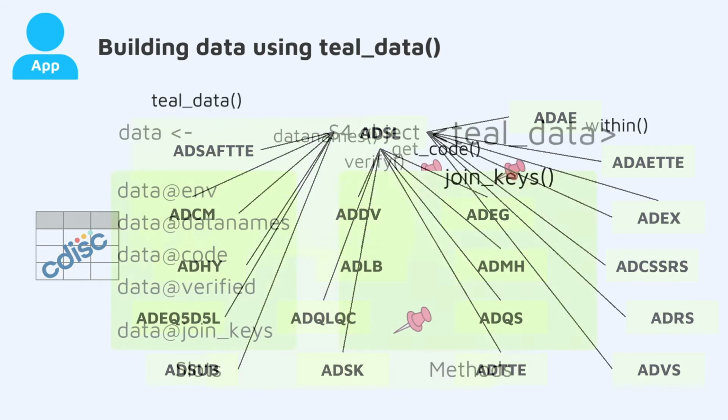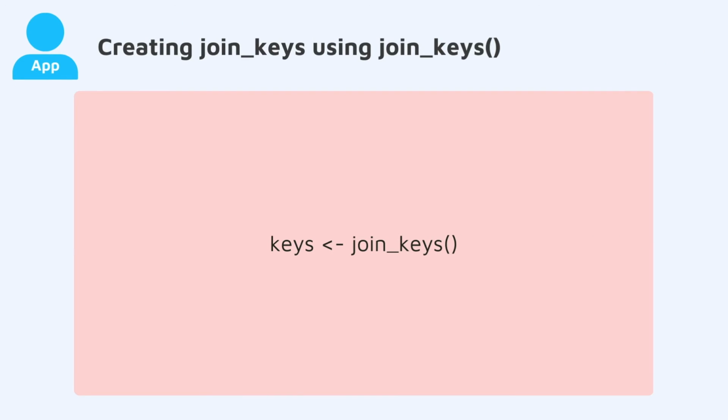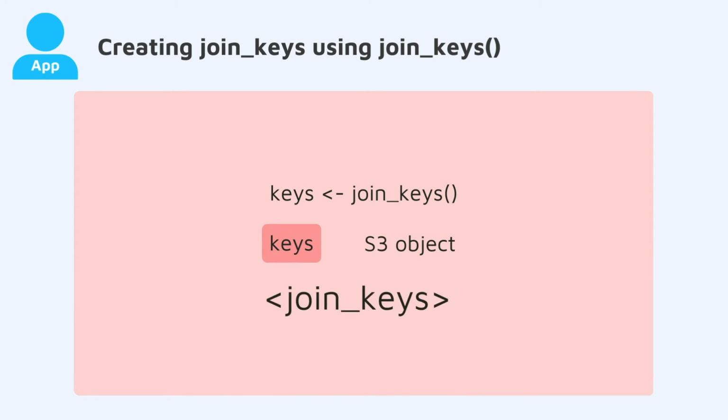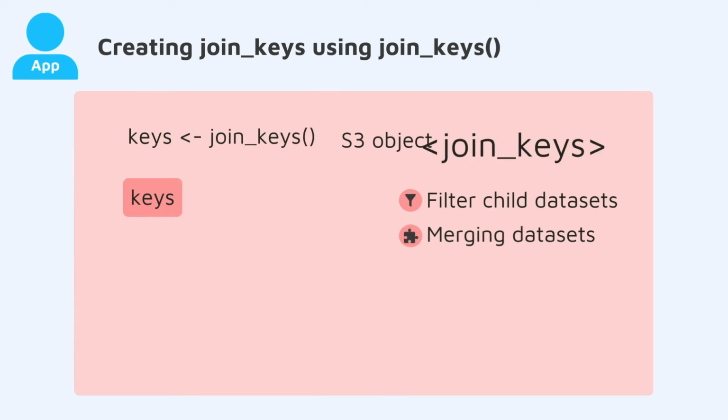We saw that the join keys slot of the Teal data object takes an object of join keys class. Now let's dive deep into it. Calling the join keys function creates an S3 class object with the same name, join keys. This class helps to achieve filtering datasets with parent-child mapping in the filter panel, and merging relational datasets using foreign keys in a specific module when required.